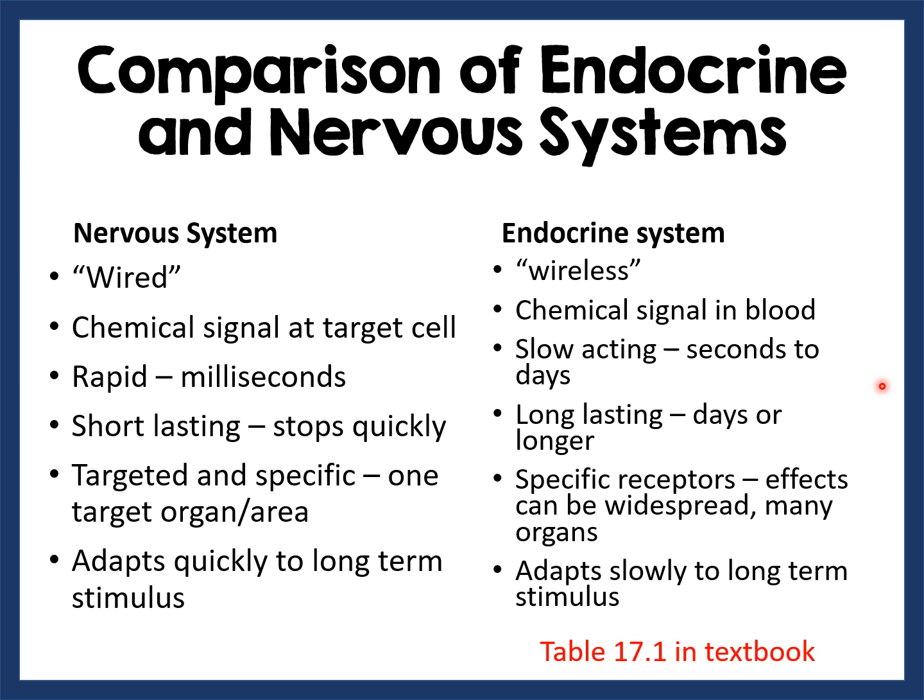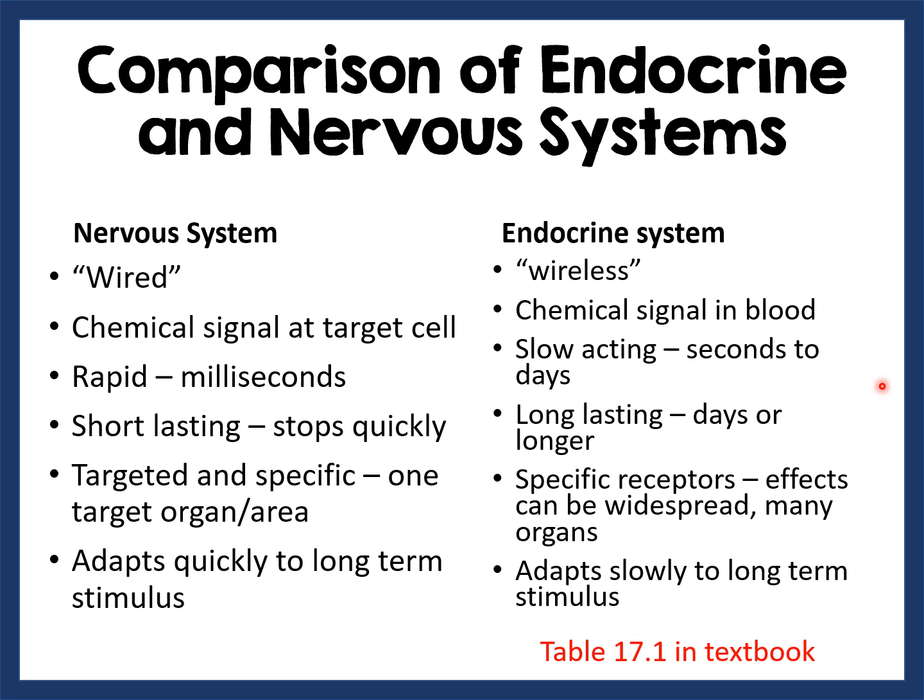Because the endocrine system relies on being carried through the blood, it's going to take longer for the hormone to reach its target site. So it's going to be more slow acting, taking seconds to possibly even days, versus the nervous system, which is very rapid. Our nervous system communicates within less than a second. We're talking milliseconds. The nervous system, though, is typically going to be shorter acting as well.